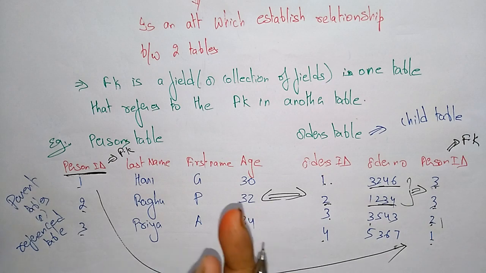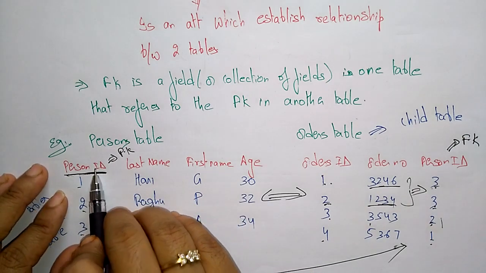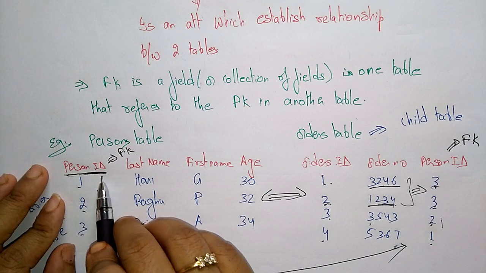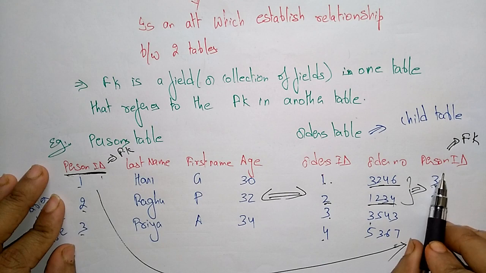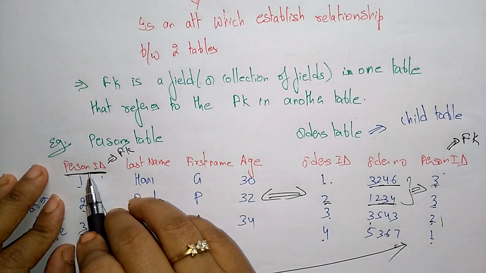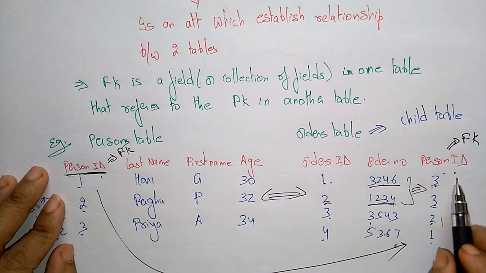So the only thing you have to remember is that whatever primary key in the parent table you are accessing in the second table, that primary key is acting as a foreign key. It's a reference.